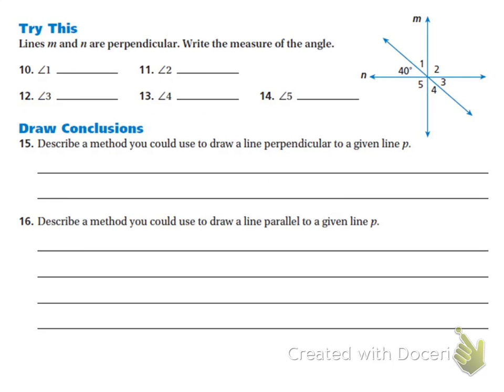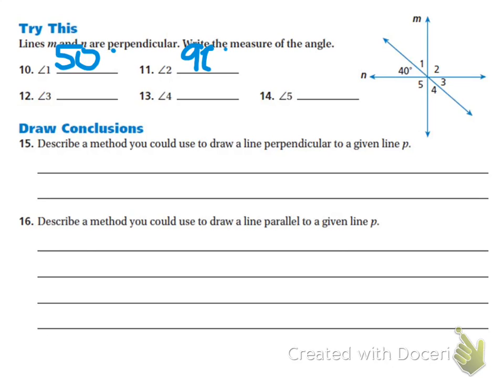Okay, try this. Angle 1. What was the measure of angle 1, Greg? 50 degrees. That is correct. Thank you, Greg. Measure of angle 2. What was the measure of angle 2, Muhammad? 90 degrees. That is correct.